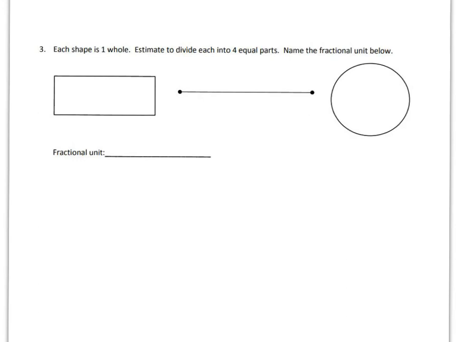Each shape is one whole. Estimate to divide each into 4 equal parts. Name the fractional unit below. So I need to estimate and divide each into 4 equal parts. Name the fractional unit below. I'm going to work on this horizontal line with you because this is new. We haven't seen this yet. So I need to divide this into 4 equal parts. So I'm going to draw 3 dots to show my 4 equal parts.